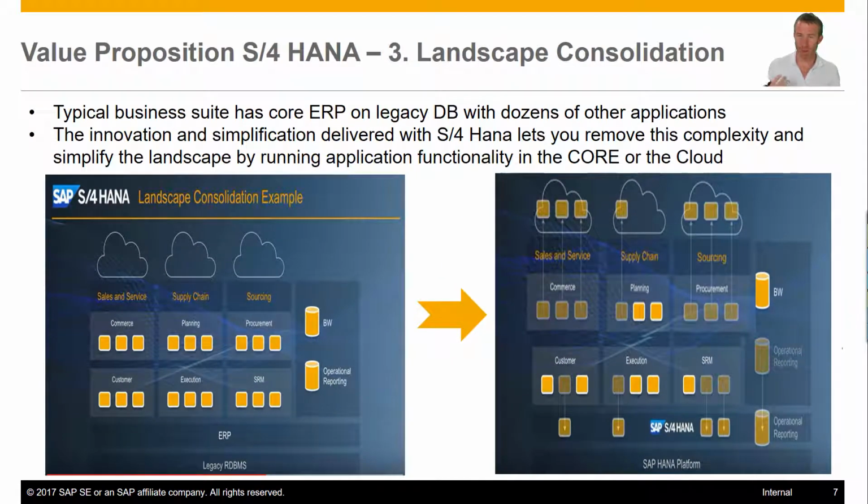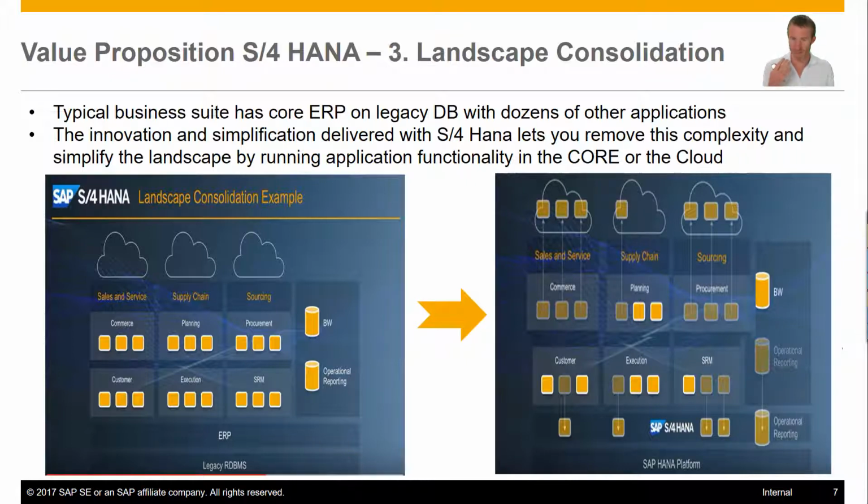Okay, value proposition number 3, landscape consolidation. Back in the day, many organizations had an ERP running on top of a legacy relational database. And on top of this, they would have had one or multiple applications servicing certain business requirements, for example, commerce, customer relationship management, SRM, planning and procurement.